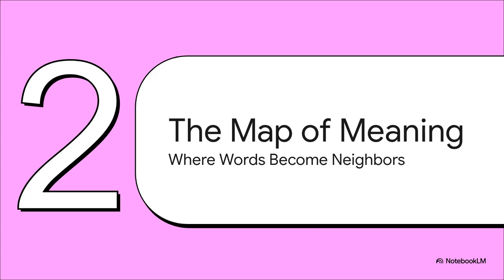So, what's the deal with all these numbers? Are they just random? Not even close. This is where things get really, really cool. These numbers are basically coordinates on a vast, invisible map of meaning. And on this map, words and sentences that have similar meanings become neighbors.